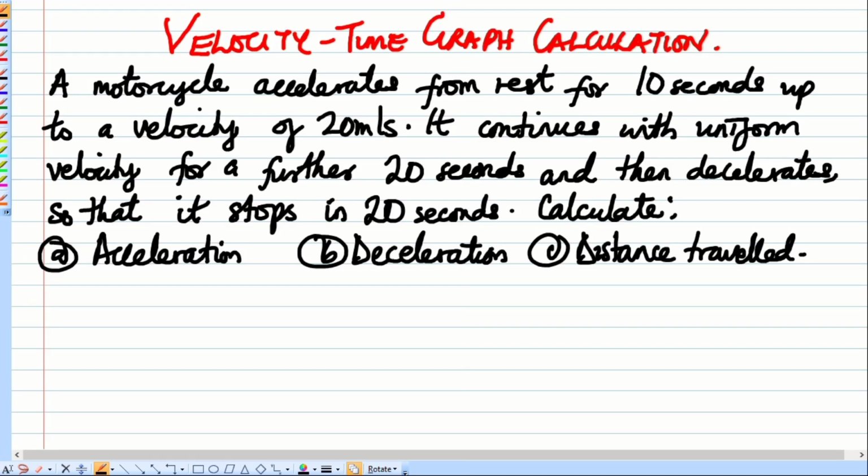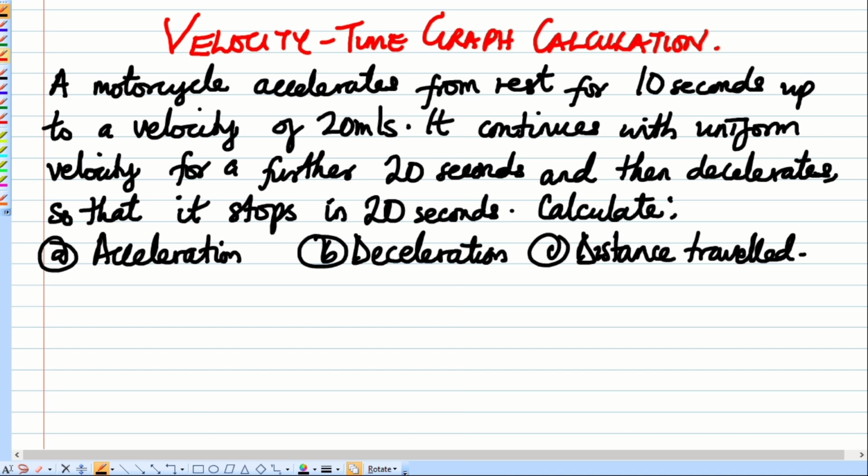Okay, for this question, we have a velocity time graph calculation here. It says a motorcycle accelerates from rest for 10 seconds up to a velocity of 20 meters per second. Then it continues with uniform velocity for a further 20 seconds and then decelerates, so it stops in 20 seconds. Calculate the acceleration, deceleration, and then distance travelled.